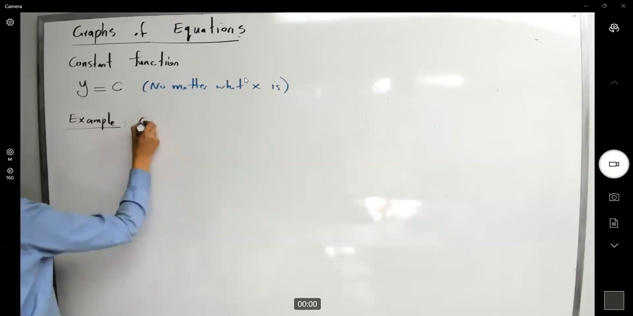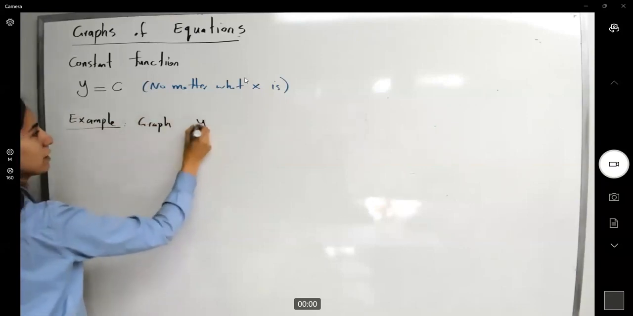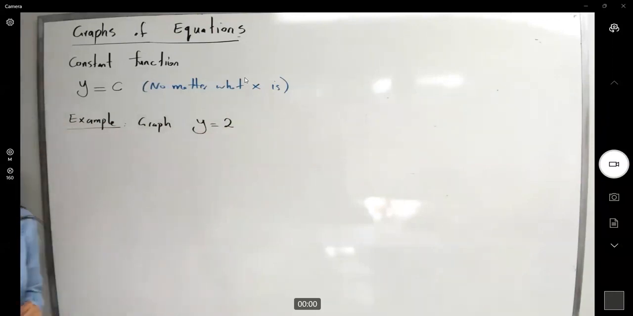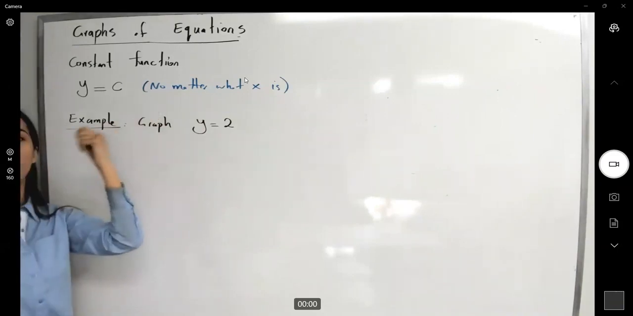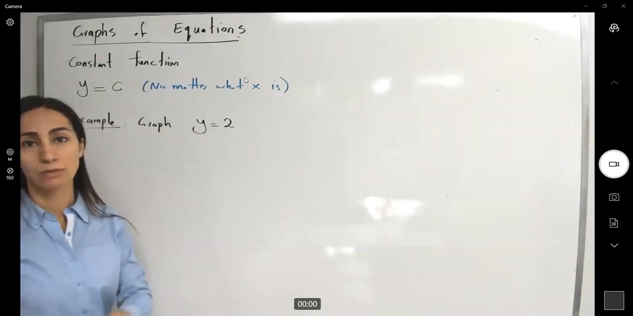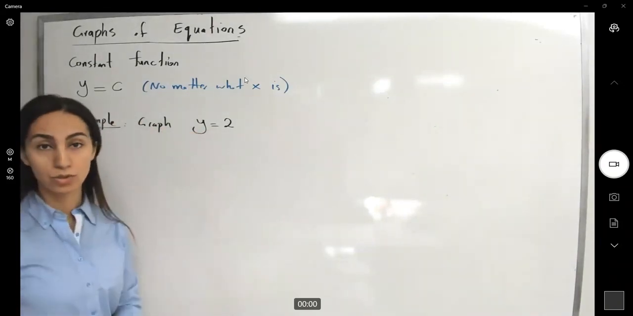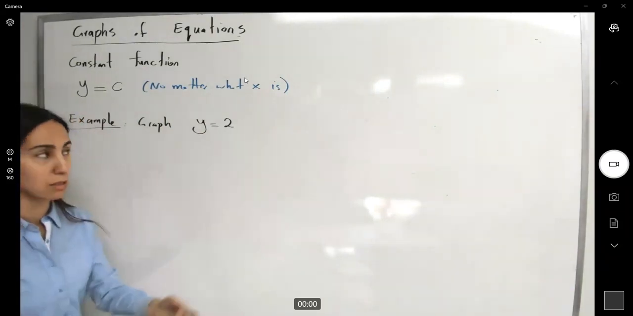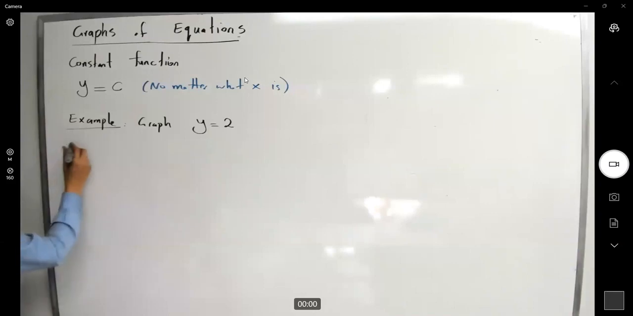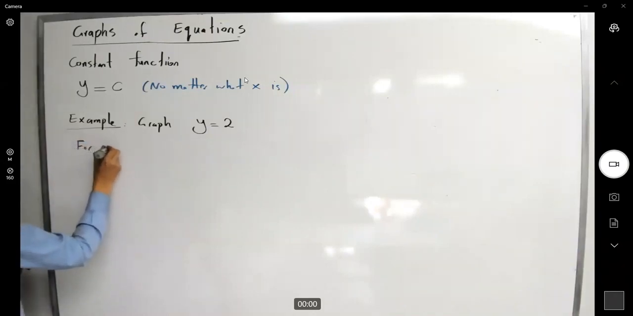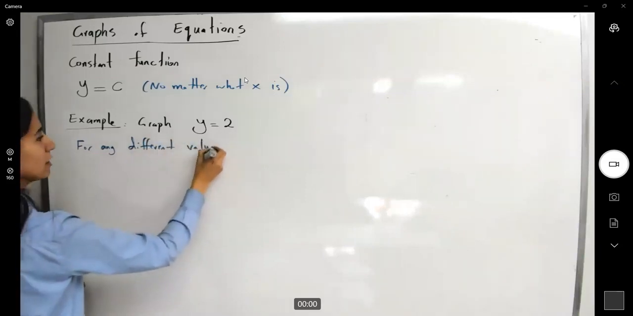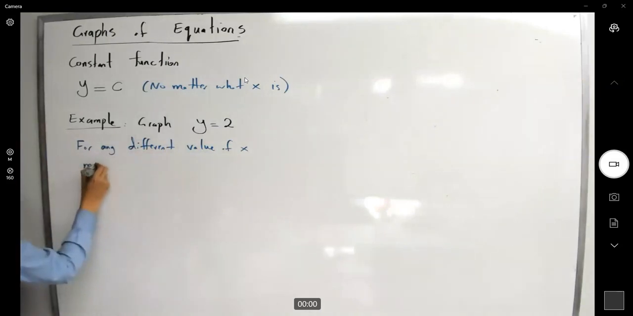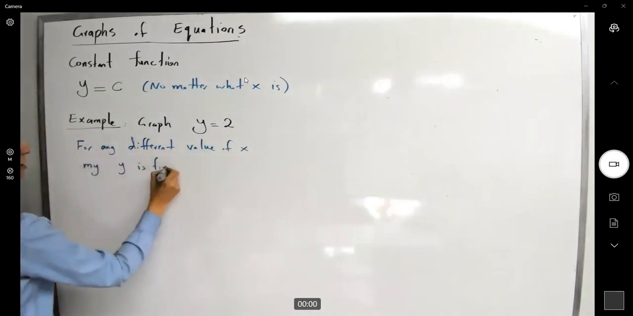The example says, graph y equals 2. Okay, y is 2. What's the meaning of that? It means that no matter what my x is, when x is 1, y is 2. X is 2, y is 2. X is 3, y is 2. For any different value of x, my y is fixed.